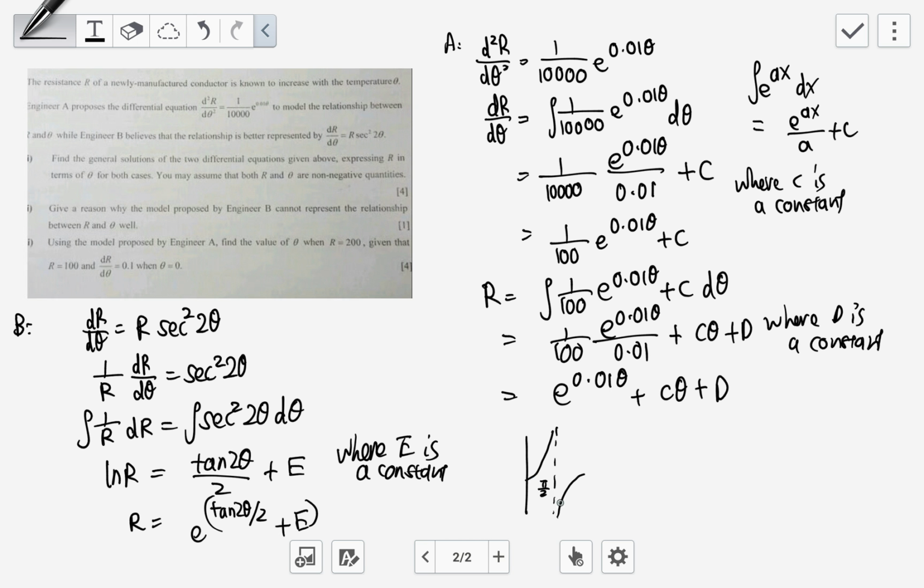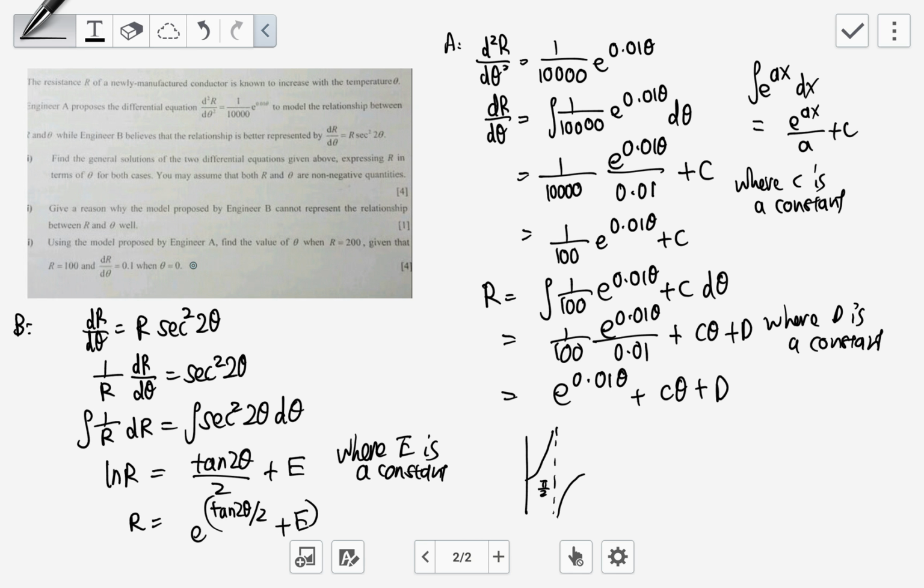So it is unlikely that the resistance will vary with this, because there will be points where the resistance will be undefined in this case, right? So that would be the reason.